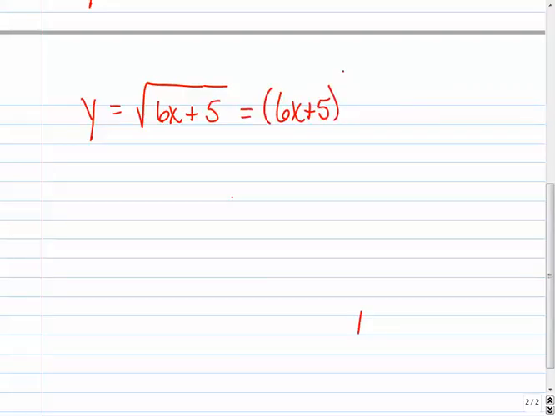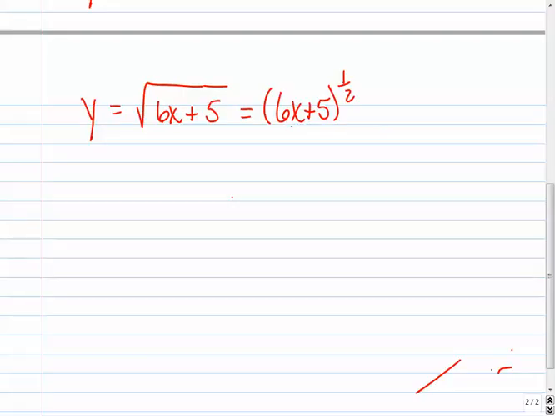So let's say that y is equal to the square root of 6x plus 5. Now this one is not in exponential form, and so I want to take it out of radical form and write this as 6x plus 5 to the 1/2 power. Remember, we've done that before. I just have to get exponential form. Okay, so I want to come over to the side.